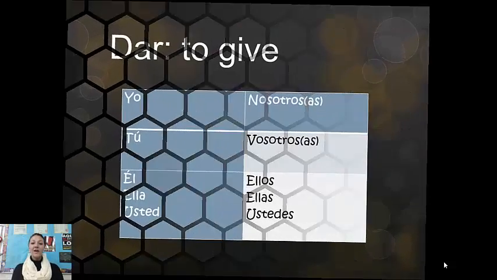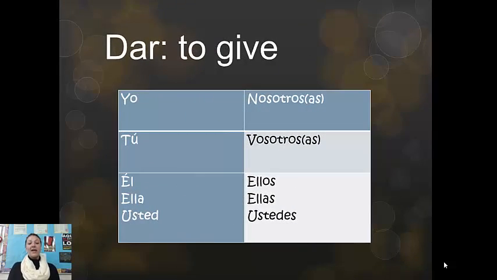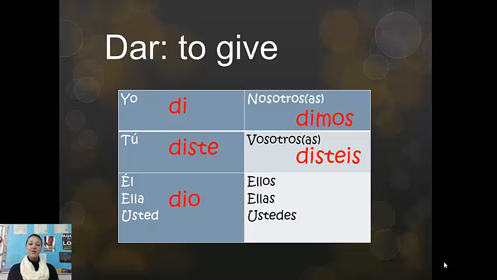Our final verb is going to be the verb dar. The verb dar means to give, and this verb, when conjugated, is going to look exactly like the verb ver, but it's just going to start with a D. So the yo form is di. The tú form, diste. Él, ella, usted dio. Nosotros dimos. Vosotros disteis. And ellos, ellas, and ustedes dieron.